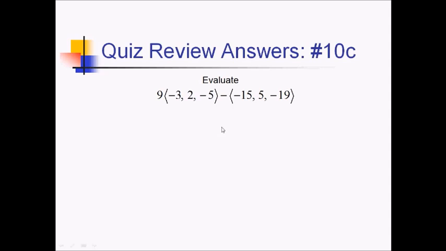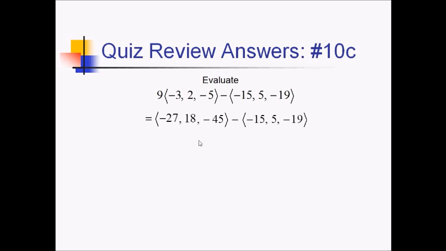For this problem, we're subtracting these vectors that have 3 coordinates in them. First, I'm going to distribute this 9 coefficient out here, though. So this will be negative 27, comma 18, comma negative 45. And we're still subtracting the second vector without any other change.